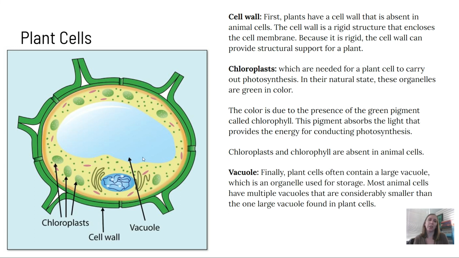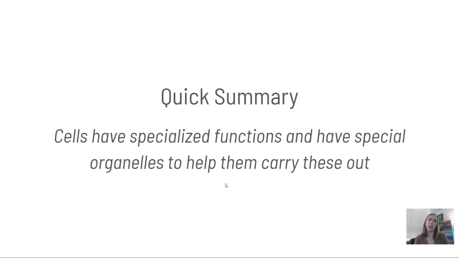Okay. Vacuole, finally, plant cells often contain one large vacuole, which is an organelle used for storage. Most animal cells have multiple vacuoles that are considerably smaller than the one large vacuole found in plant cells. Quick summary, cells have specialized functions and have special organelles to help carry these out.